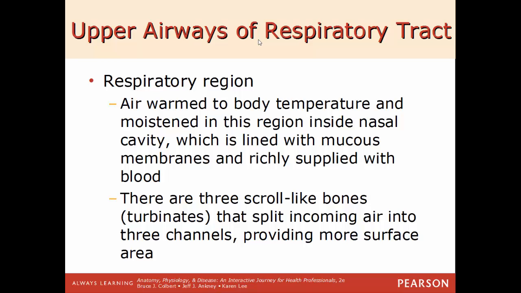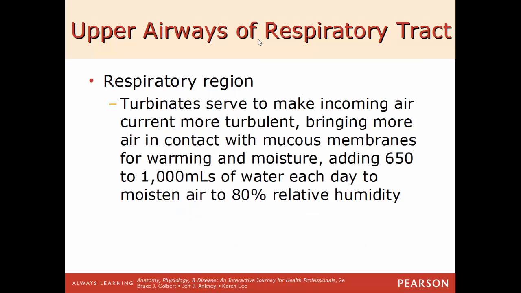Now, there are three scroll-like bones called turbinates that split incoming air into three different channels, providing more surface area. These turbinates serve to make the incoming air current a lot more turbulent, which brings more air into contact with the mucous membranes. So you have more air that gets warmed and more air that gets exposed to moisture. This can add up to anywhere between 650 to 1,000 milliliters of water each day to moisten the air and increase the humidity to about 80% relative humidity. So the more it churns around these turbinates, the more moisture it's collecting, and the warmer it is becoming.